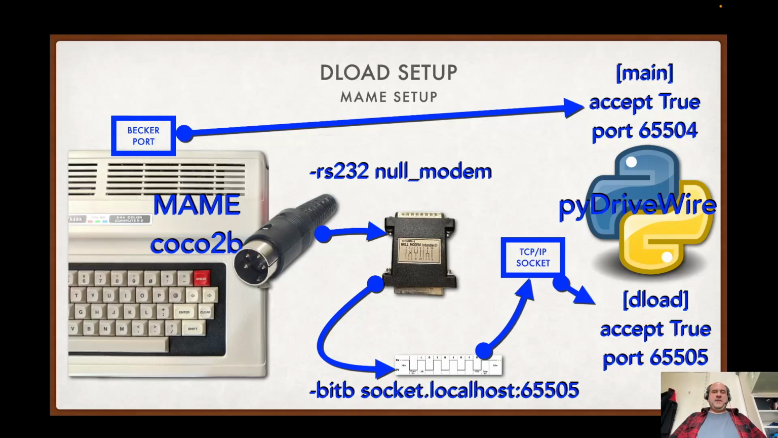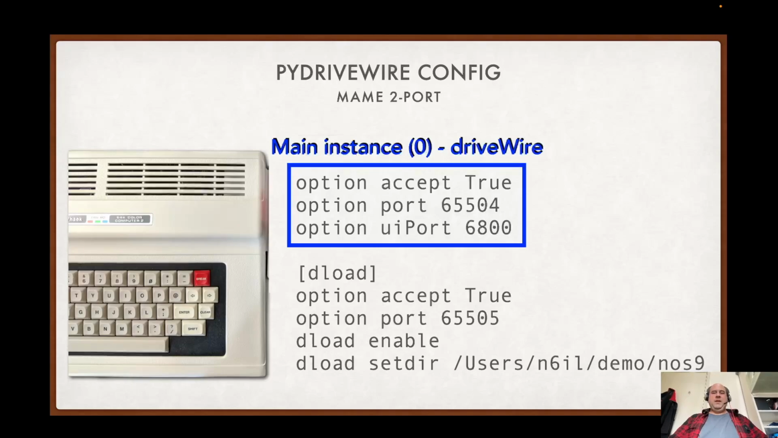So this is a complete setup. We have both the DLOAD connection on the bitbanger port, and we have the Becker port for DriveWire communication. So we have both things here. So this is what the configuration file looks like. And as I described, we have two different instances. We have instance 0, which is being used for DriveWire, and another instance which is being used for DLOAD.